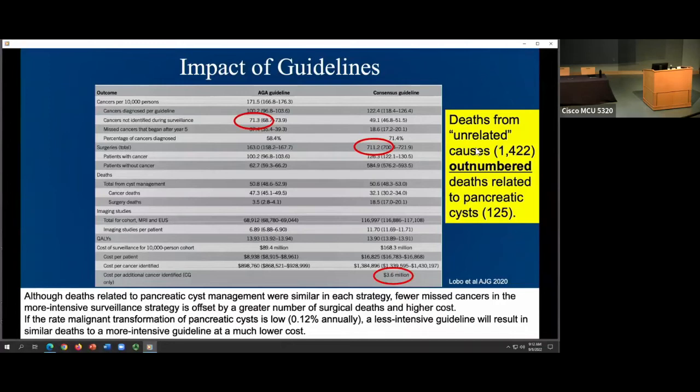However, the 2015 AGA guidelines had more missed cancers and more cancer related deaths. And finally, the model predicted more overall deaths unrelated to pancreatic cystic management, with more patients dying from causes unrelated to the pancreatic cyst. They concluded that if the rate of malignant transformation of the pancreatic cyst is low, a less intensive guideline will result in similar deaths to a more intensive guideline at a much lower cost.